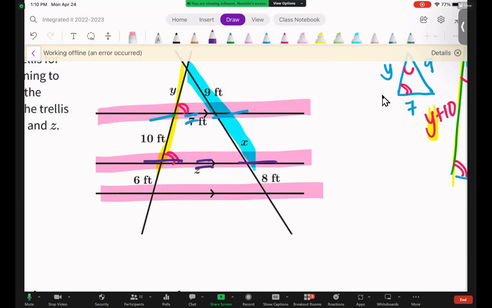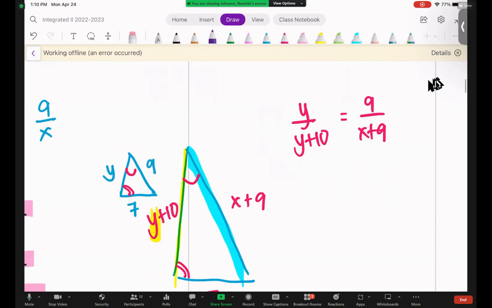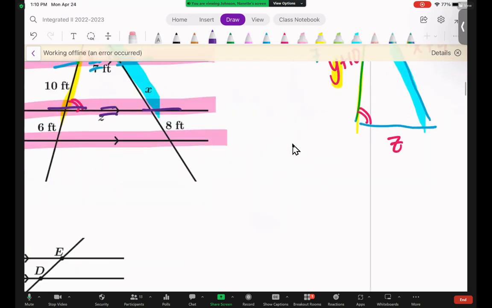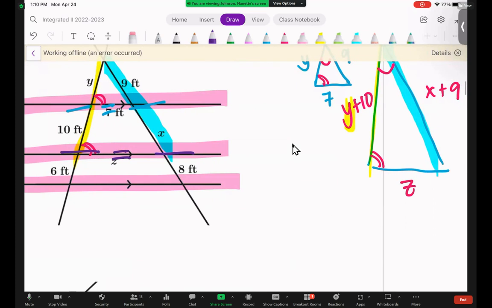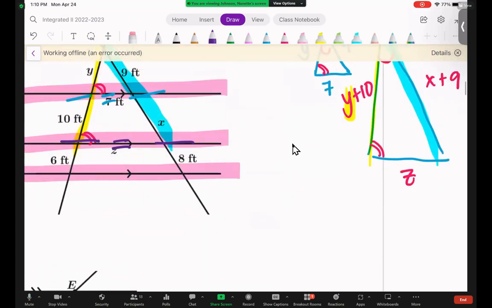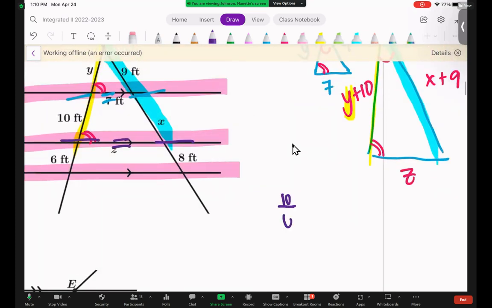You can't cancel these y's. Someone said, hey, Ms. Johnson, can you cancel these y's over here? No, you cannot. Okay, very good. Thank you for the proportion. Someone said, Ms. Johnson, we could write, let's see, down here, 10 over 6 equals x over 8.